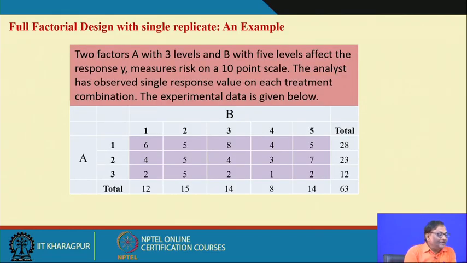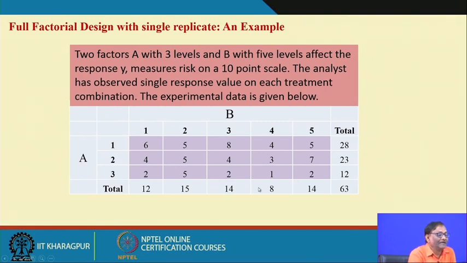So, one example very quickly: two factors, A with 3 levels and B with 5 levels, suppose they affect the response y. We have not assumed any physical meaning to A, B and the response; just for the sake of making you understand the computation part, we have chosen this example. The analyst has observed a single response everywhere, and for each treatment combination the experimental data is given below. So, this is a case of a single replicate. Now, what you require to do? You first find out whether interaction is there or not.